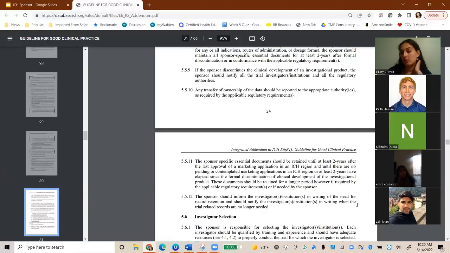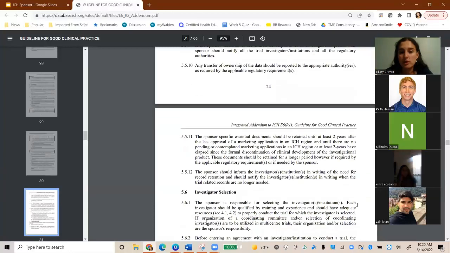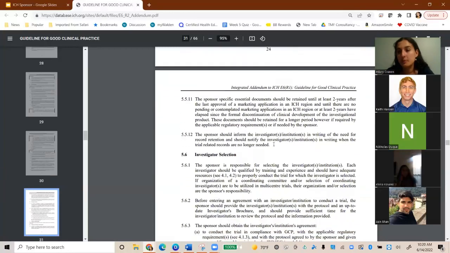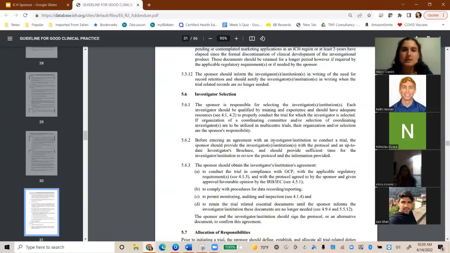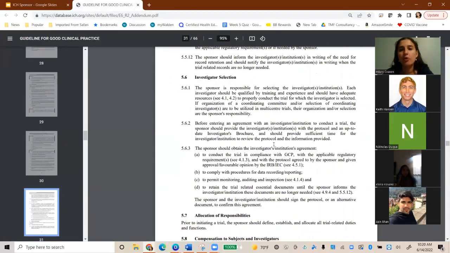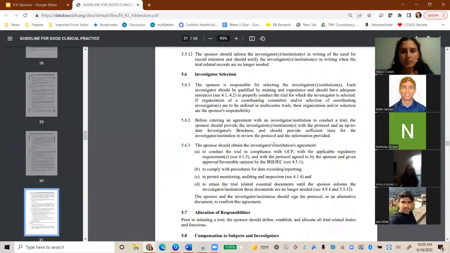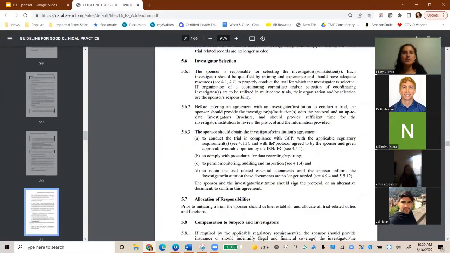I no longer need this, or the study looks like it was doing fine, I'm going to go ahead and shred all these records, right? So there needs to be documentation, as we've talked about many times, and so the sponsor needs to inform the investigators in writing. So I try to go over that section quickly so that we could continue on. So this is the investigator section.